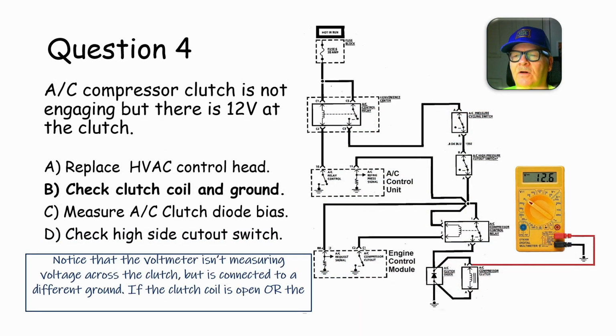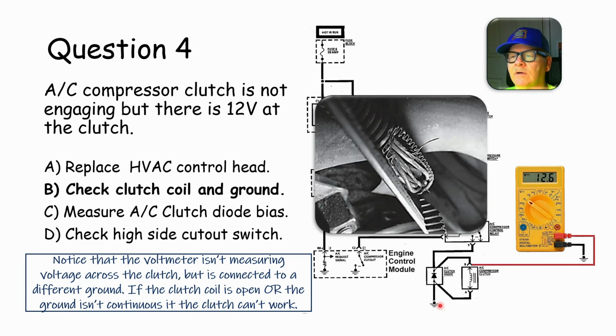Alright, on this one here, the voltmeter is not measuring voltage across the clutch, but it's connected to a different ground. So we're getting voltage here, 12.6, but the clutch is not energized, so that's going to have to be the clutch coil is open or the ground isn't continuous and the clutch can't work. This was one that we saw on a Buick. Somebody had misrouted the wires, and this belt sawed that ground wire. Of course, it could have sawed any of the wires, but it sawed the ground wire in two. And the only symptom this car had was that the air conditioner had stopped working.